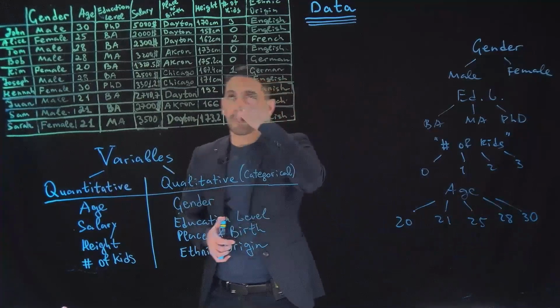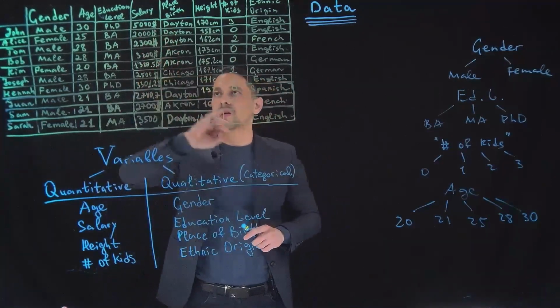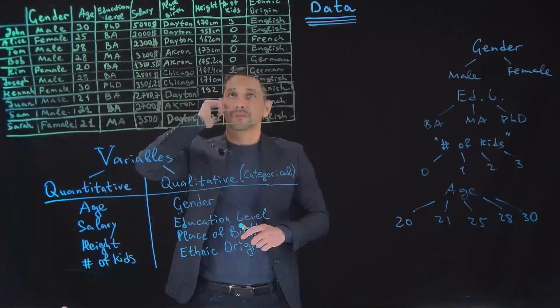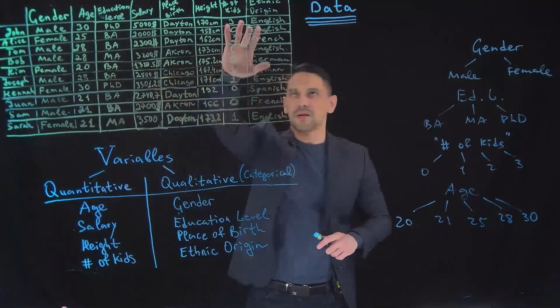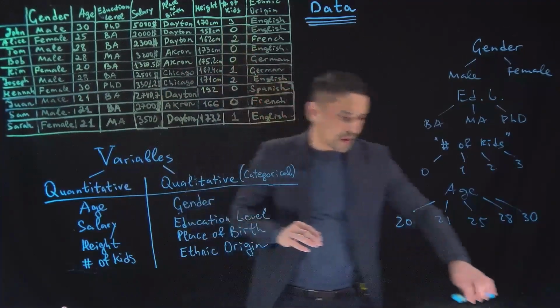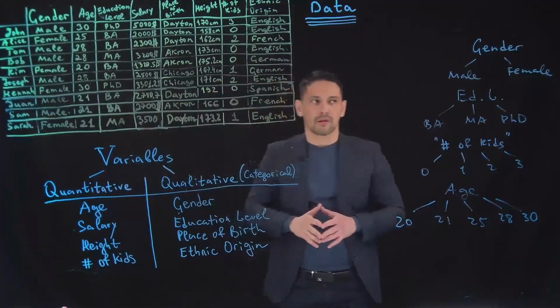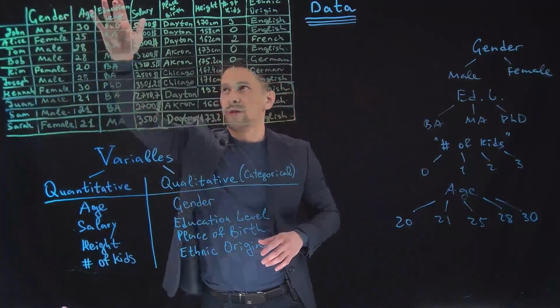Now, the variable place of birth has 3 possible values, Dayton, Akron, and Chicago. Now, the variable ethnic origin, as I can see here, has 4 possible values, English, French, German, and Spanish. Now, please remember, again, let me say it again. In any kind of data, the first row shows variables.